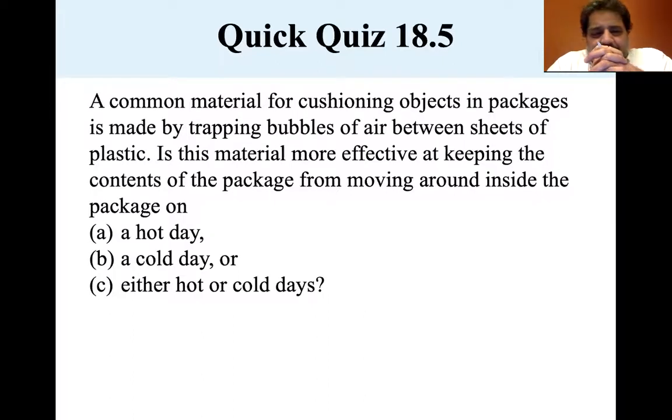What do you think? Well, on a hot day, the temperature is going to increase, so the pressure is going to increase. Remember, PV equals nRT. So if T increases on one side, the pressure has to increase on the other side, because the volume... well, I said that wrong. The pressure should be the same, but it's going to increase the volume. So on a hot day, it'll be more effective.